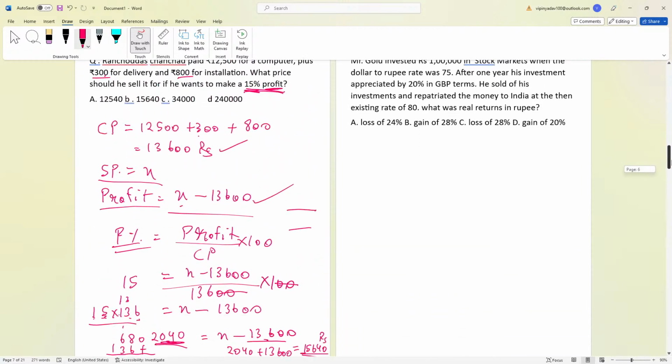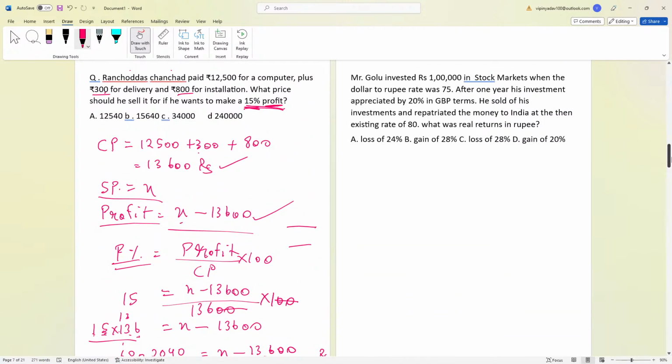Next. Now, here we have Mr. Golu. Let us see where Mr. Golu invests. So, he's investing in the stock market. Everybody, give it a try. Your time starts now. 1 minute to go.